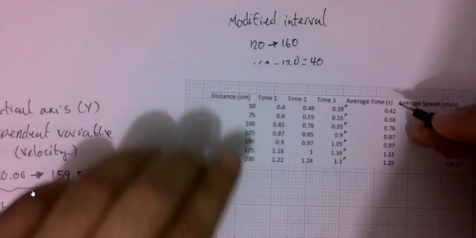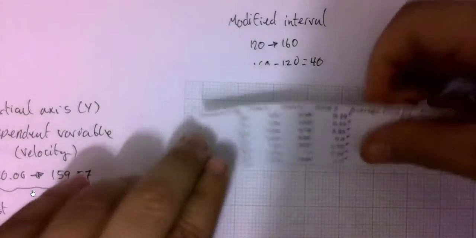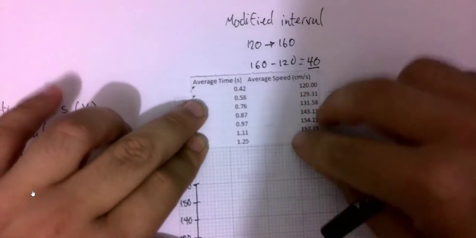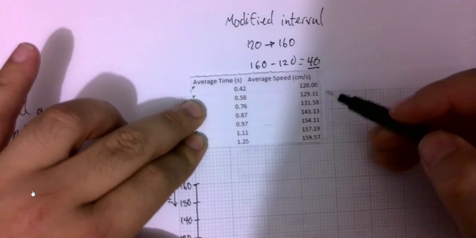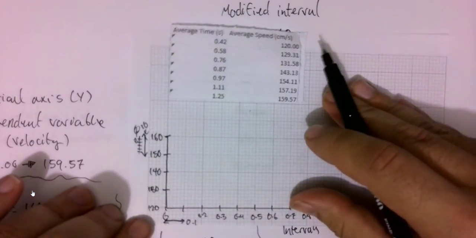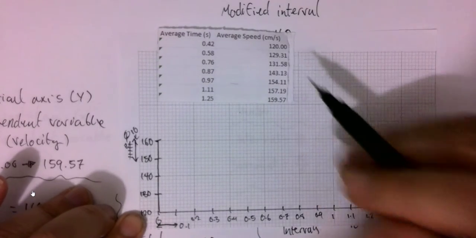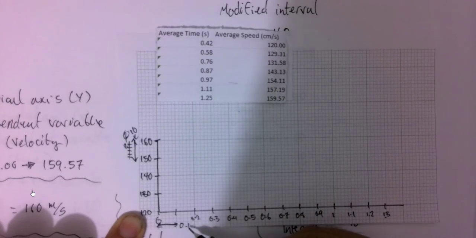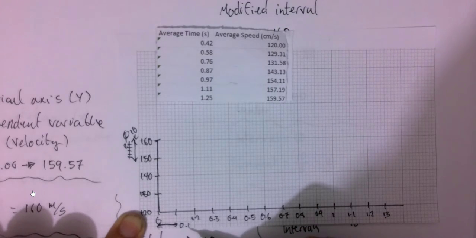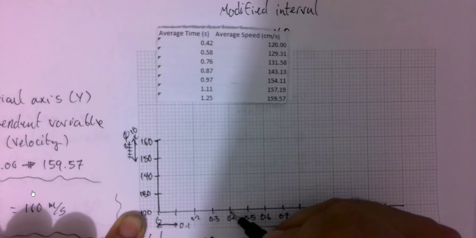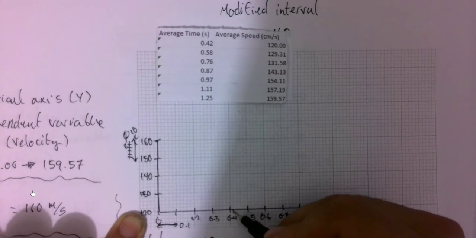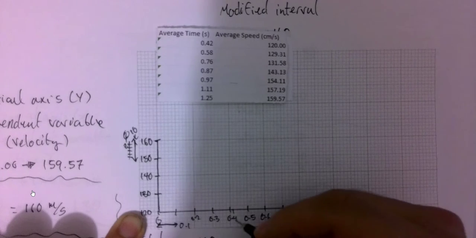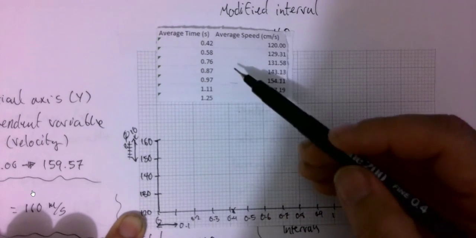Okay, so we don't really need this data, we just need this. So let's use that. Okay, so at 0.42, the value is 120 centimeters per second. So at 0.4, we know that we're going in increments of 0.02, so that means 0.4, 0.42, that's where we're going to do that dot point. It's going to be at 120 on the y-axis, so that's our first dot point. Excellent. Let's move to our next ones.